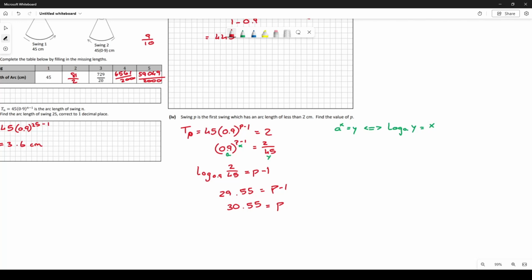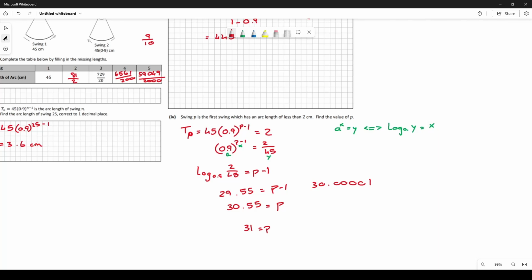But it means that it would have to be swing number 30.55 to be 2 centimeters exactly. And if it keeps getting smaller, that means it must be the next one. So it must be 31 is actually what p is. Even if it was 30.00001, you still have to round upwards in this scenario, because we're finding out that it only goes as low as 2 when it hits 30.00001. If you went back to 30, it would not have hit 2 yet, so you have to go to the next one.